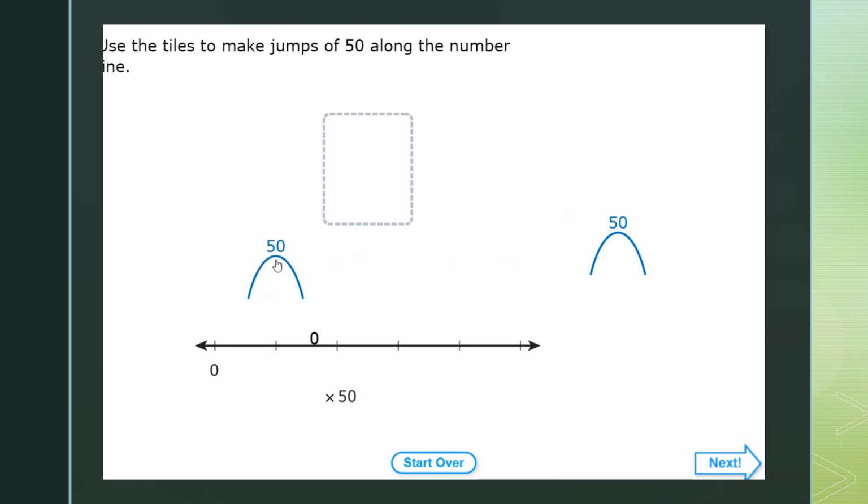Alright, so let's see, what is this asking? Make jumps of 50 along the number line.